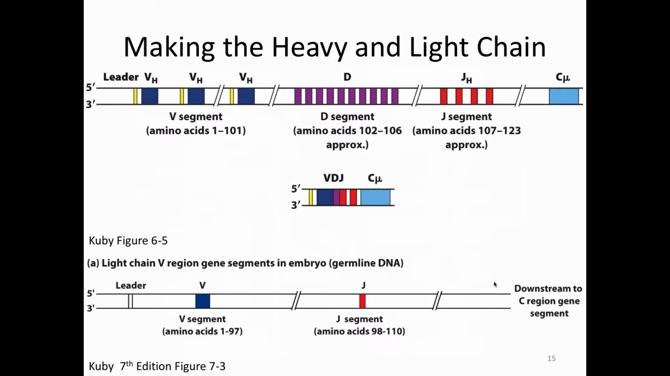Light chains only have a V and a J and a constant region. And so that, I hope, answers one of the questions that you guys were asking about where there's a D and when there's a D and what's up with D. D is found in heavy chains. It's not found in light chains.